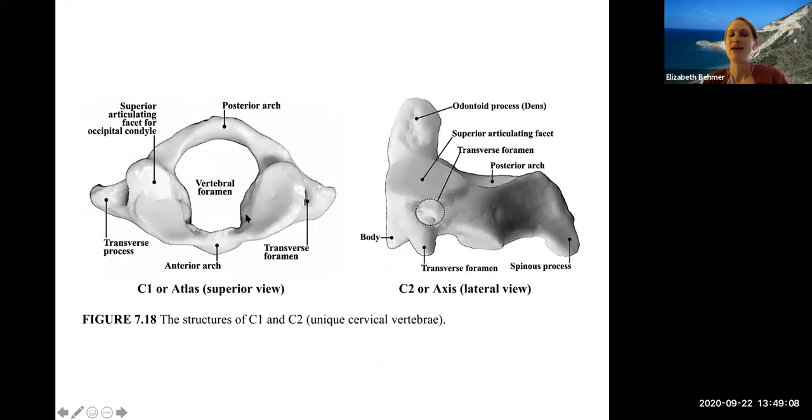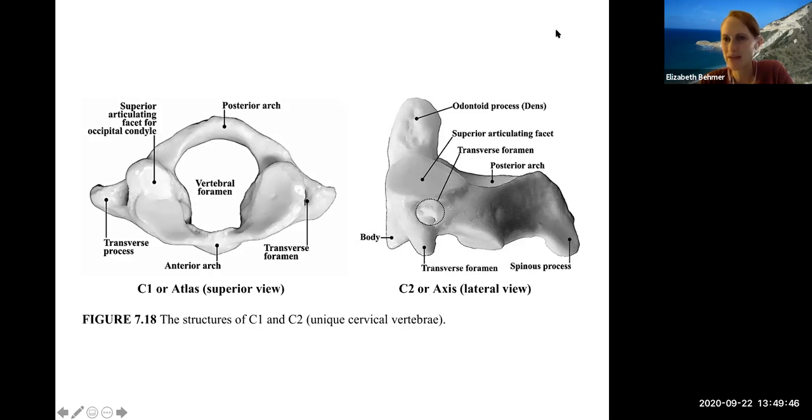Here's a look at what makes C1 and C2 unique. The atlas is C1. This is what the occipital condyles of your skull will articulate with. And you'll notice there's no body to C1. Here is C2, the axis. What makes C2 unique is it has this odontoid process, which is like a thumbs up piece of the C2. And that odontoid process, when it's connected with your atlas, has different ligaments that will surround it that allow you to shake your head no. So that gives you that shaking of your head action.